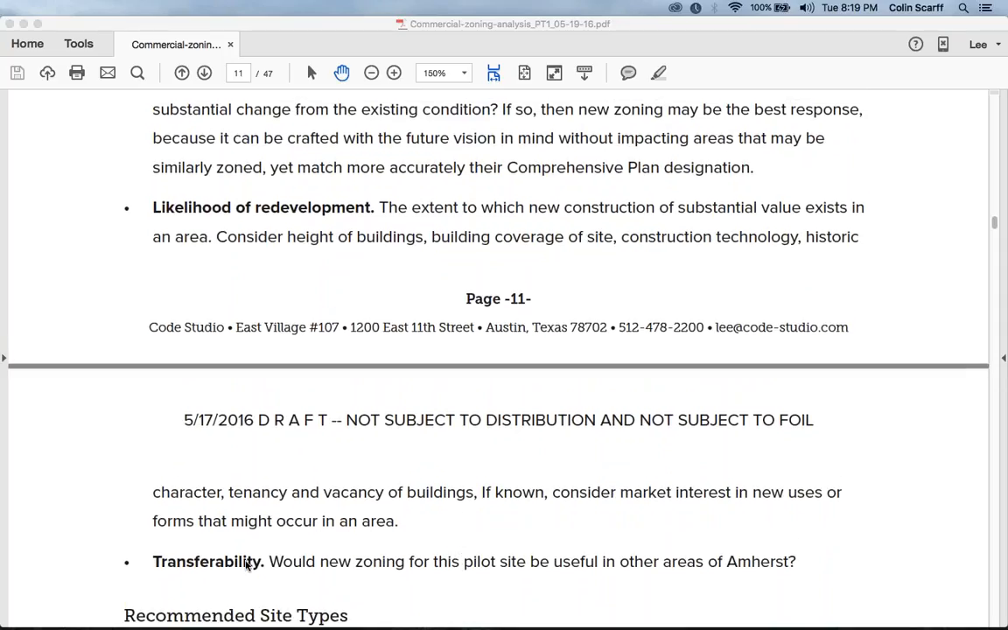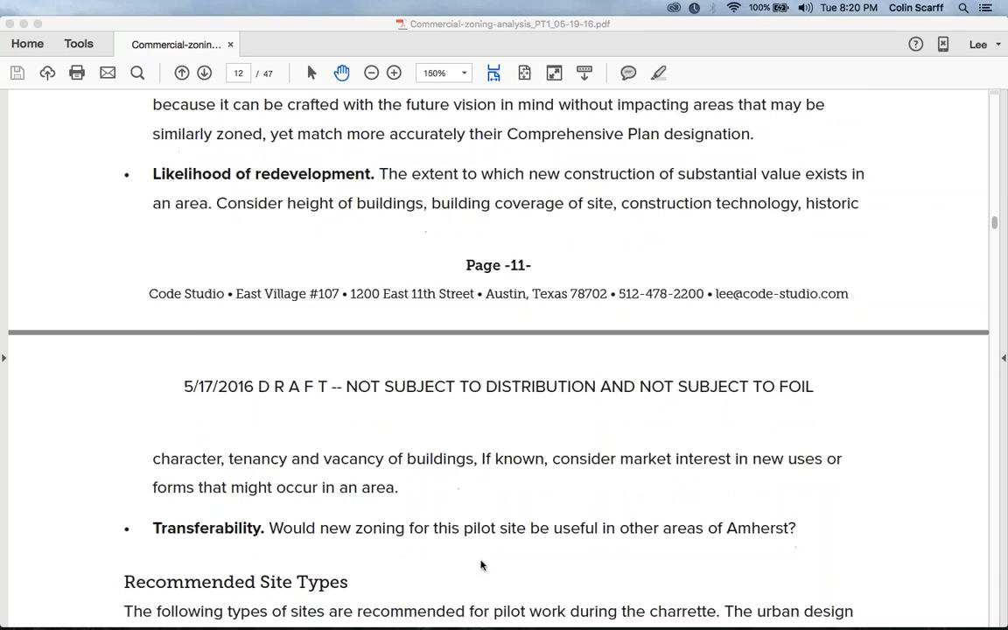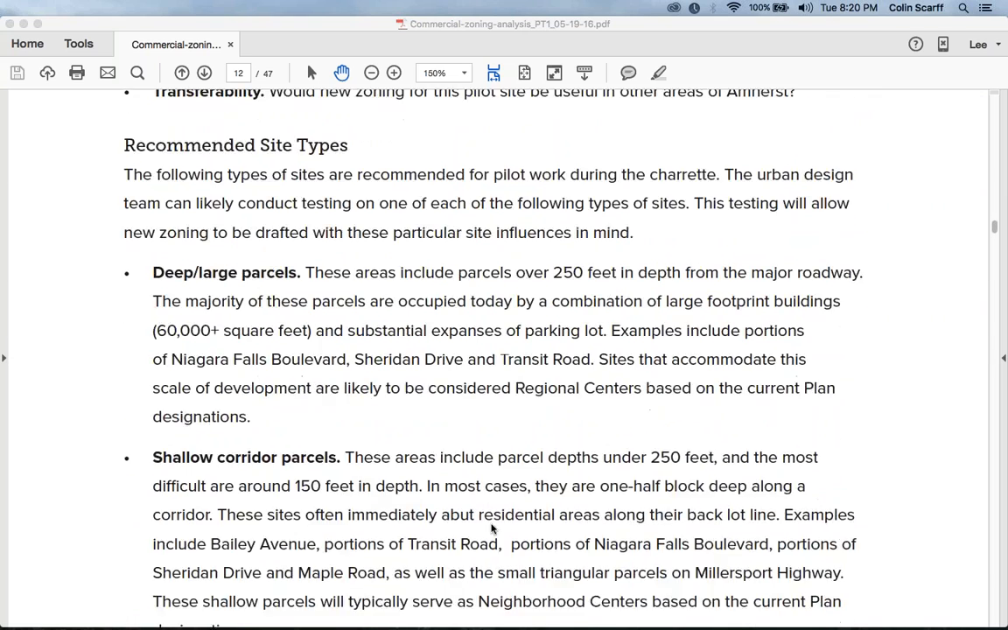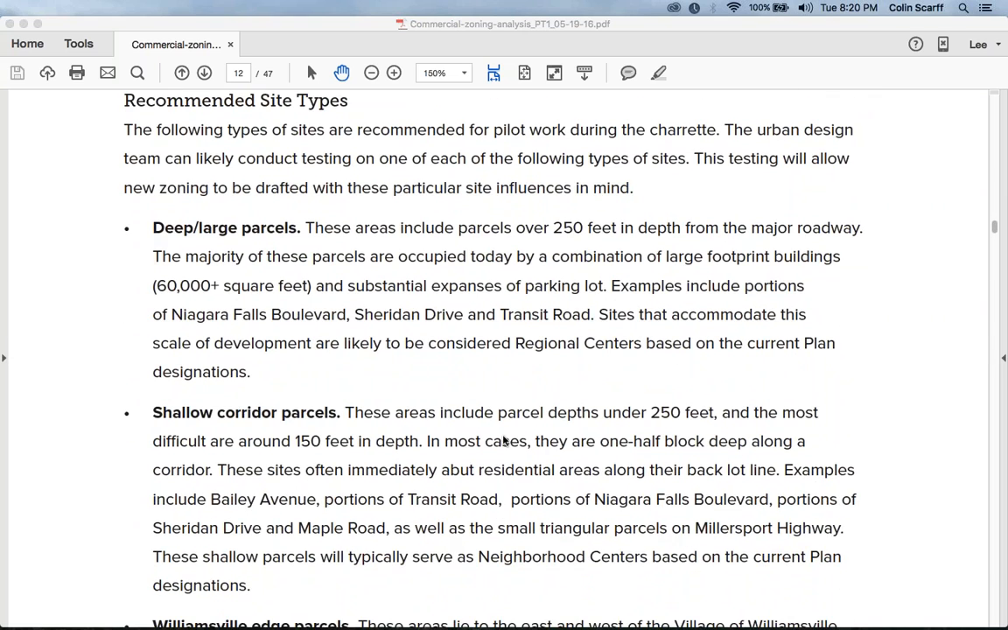And then, very important, the notion of transferability. If we figure out new zoning using a given site as a prototype, is that zoning likely to be usable in a variety of areas around town? That's definitely one of the keys. Finally, when you're thinking about these sites, we think there's a variety of different kinds of places you might be looking at, and hopefully staff is going to give you a chance to see some of those, at least as drive-bys, if not on foot, while you're out and about.